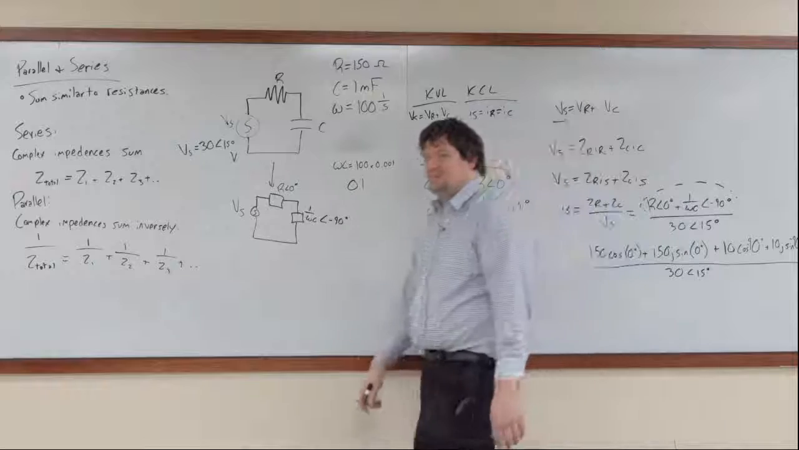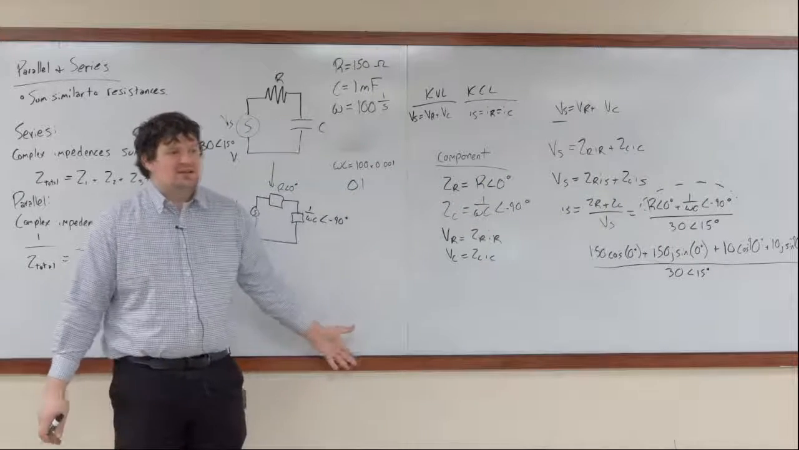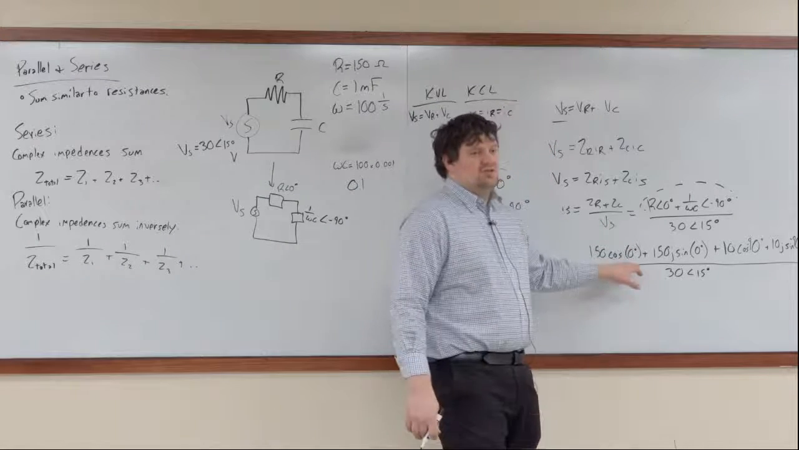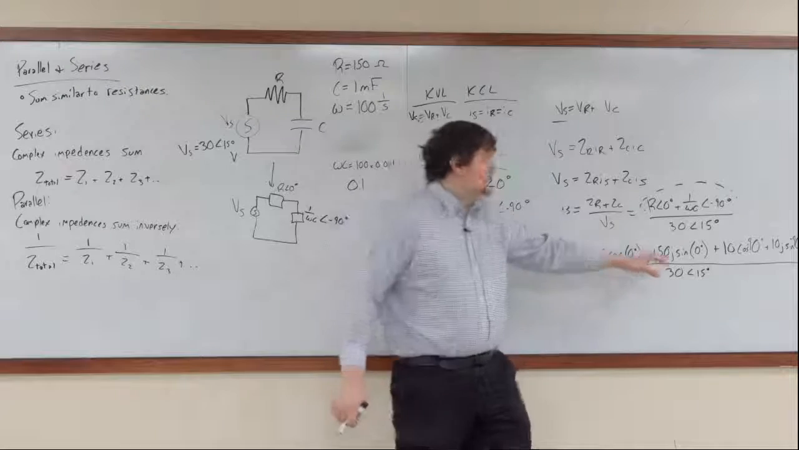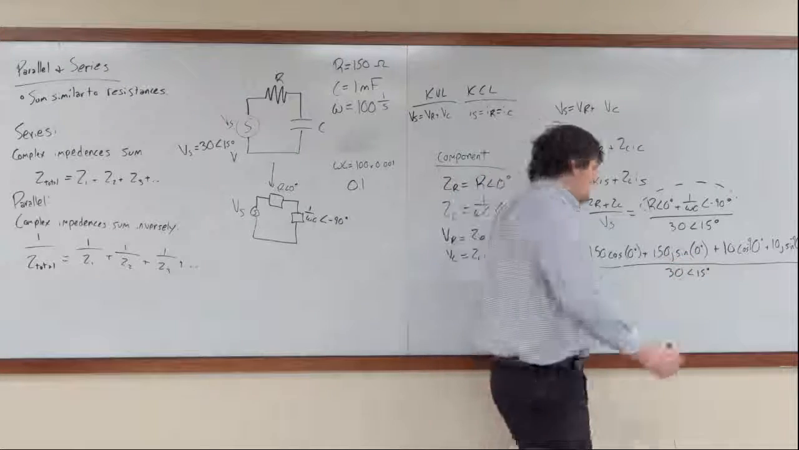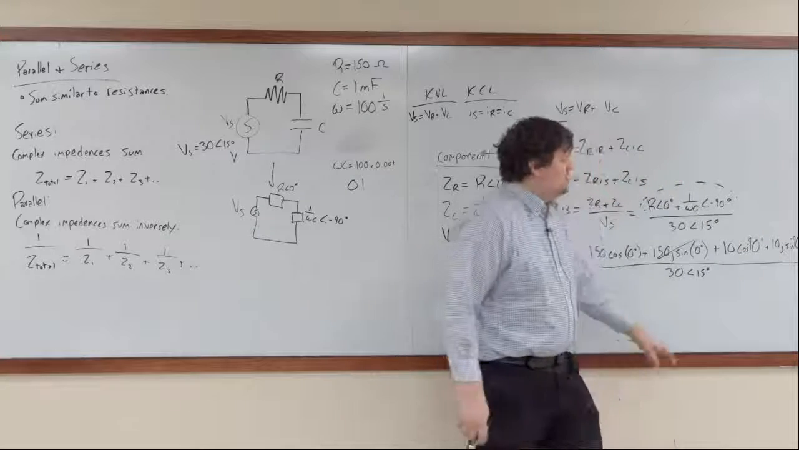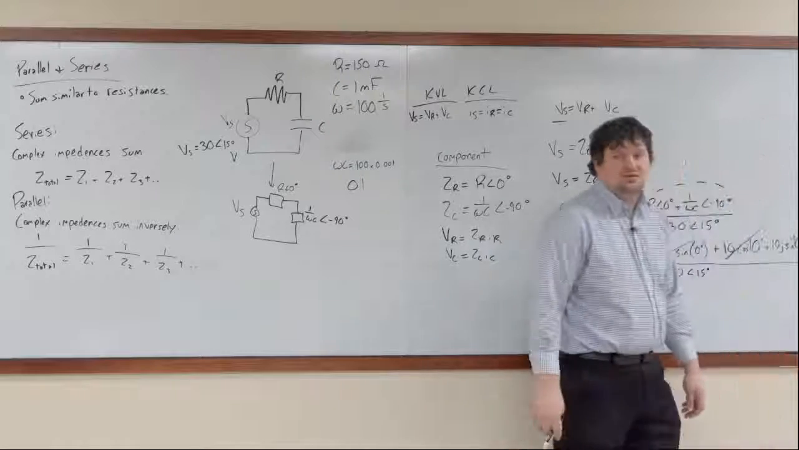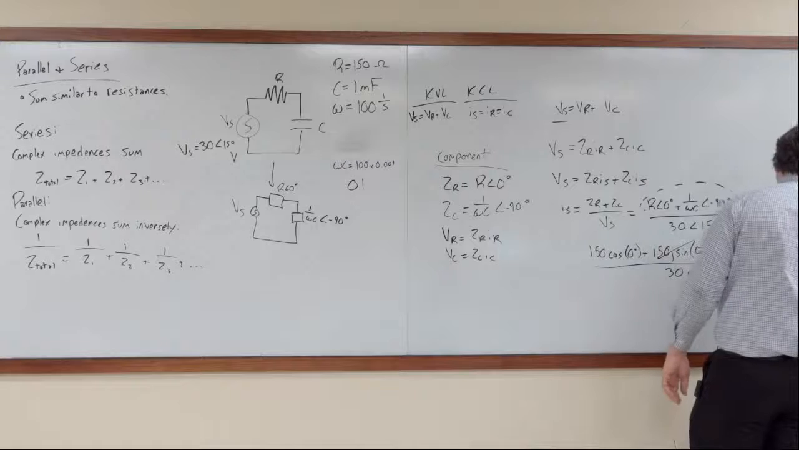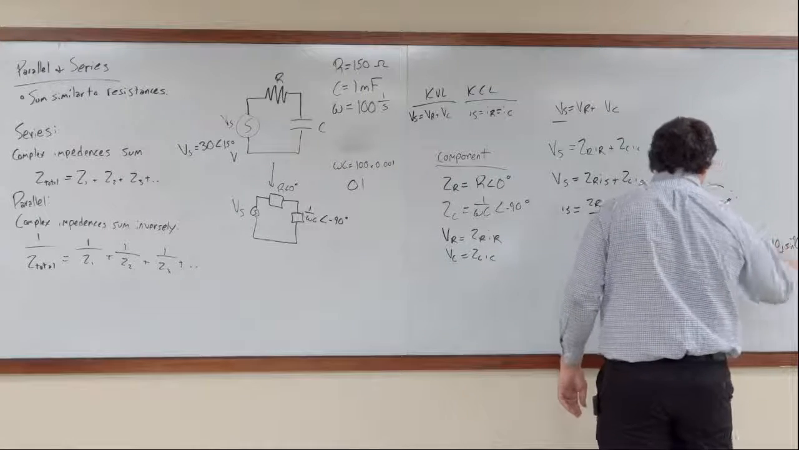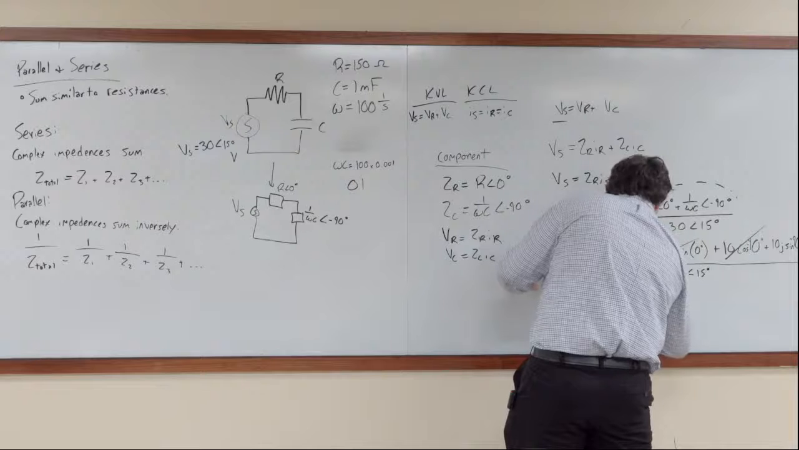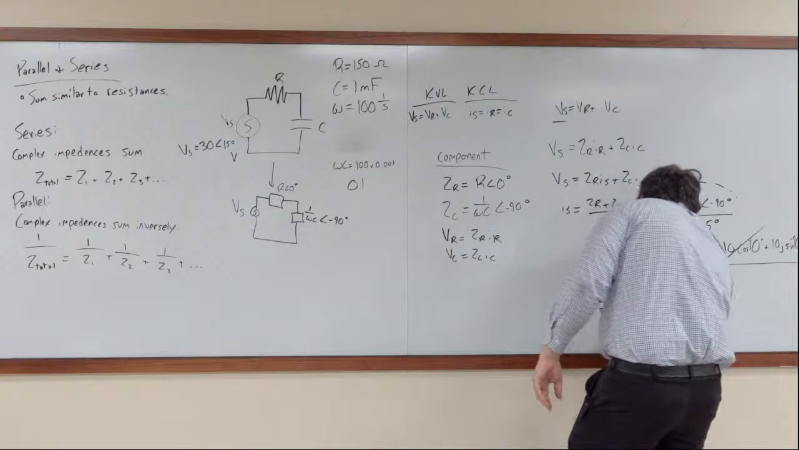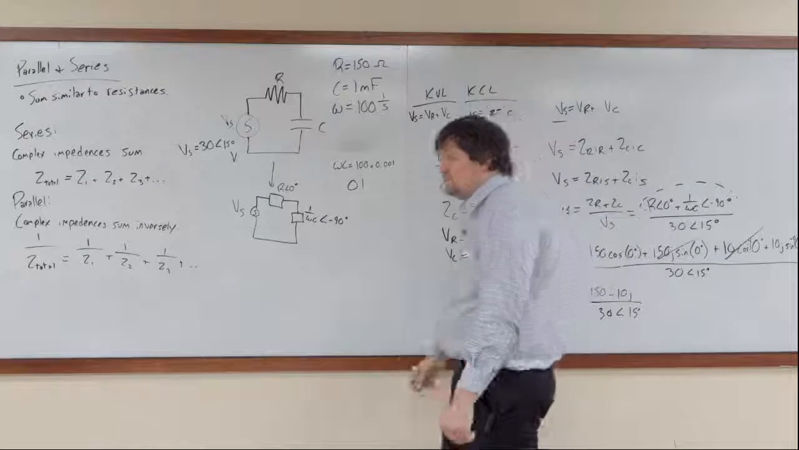And there's a reason for that. Because I'm not adding it to anything, I'm not combining it with anything. So then what we do is we combine like terms. First of all, what is the cosine of 0 degrees? It's 1. What is the sine of 0 degrees? 0. The nice piece about that is that one goes away. What is cosine of negative 90 degrees? What is the sine of negative 90 degrees? It's a negative 1. So I'm going to switch this to a negative sign as I go down. So this ends up becoming 150 minus 10j divided by 30 angle 15 degrees. Okay?